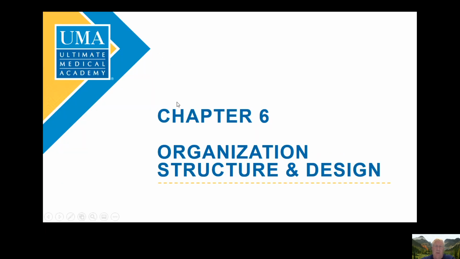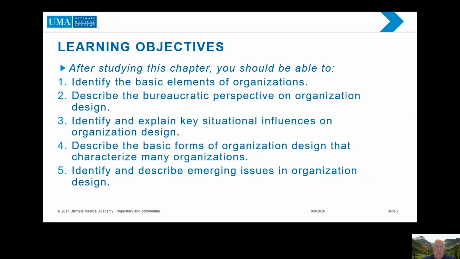Okay, so Chapter 6, organization structure and design. The learning objectives for this chapter are basically to identify the elements of organizations, describe the bureaucratic perspective on organization design, identify and explain key situational influences on organization design, describe basic forms of organization design that may characterize organizations, and then identify and describe emerging issues in organization design.